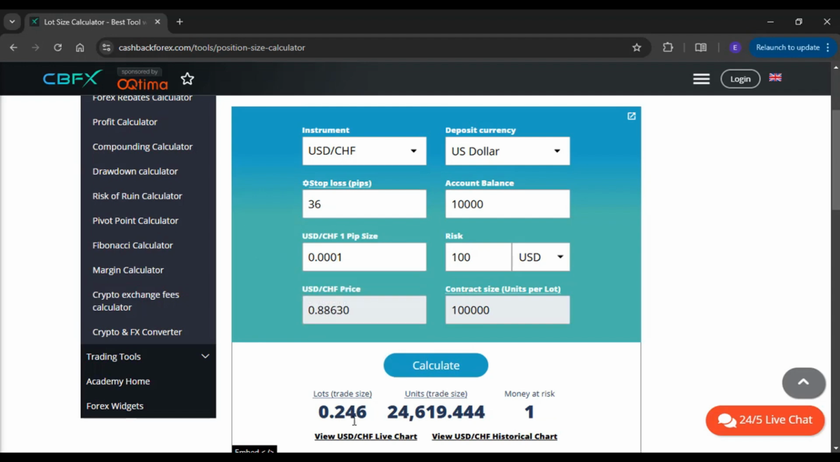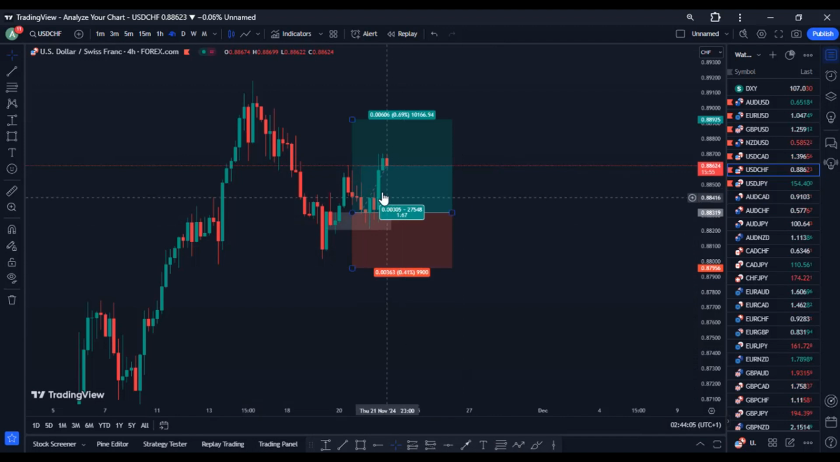Now on your TradingView, the lot size only permits you to input just two numbers after the decimal point. So what you need to input on your MetaTrader platform, that is on your broker platform, is 0.24 to get into this trade. Inputting this means that you are risking 1% of this account. As you can see, what we wanted to risk on this account is $100. So inputting this lot size means that you are going to be risking 1% of $10,000 on the USD CHF trade that we are talking about.